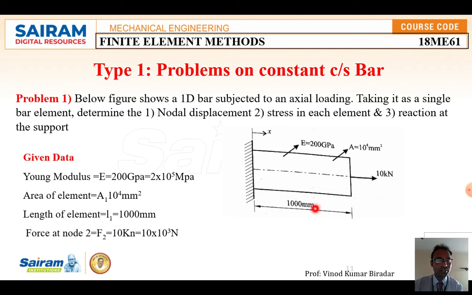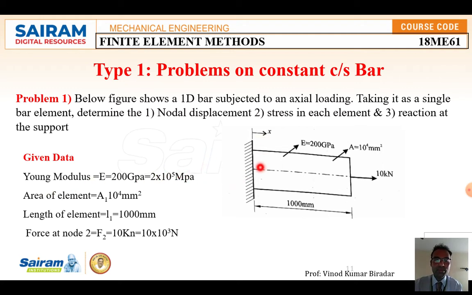So what is the first step? You have to read the problem. It belongs to type 1, and note down the given data. Young's modulus for the given bar element is equal to 200 gigapascal. You have to convert it into Newton per mm square, that is 2 into 10 to the power of 5 megapascal, or Newton per mm square. Both units are the same only.